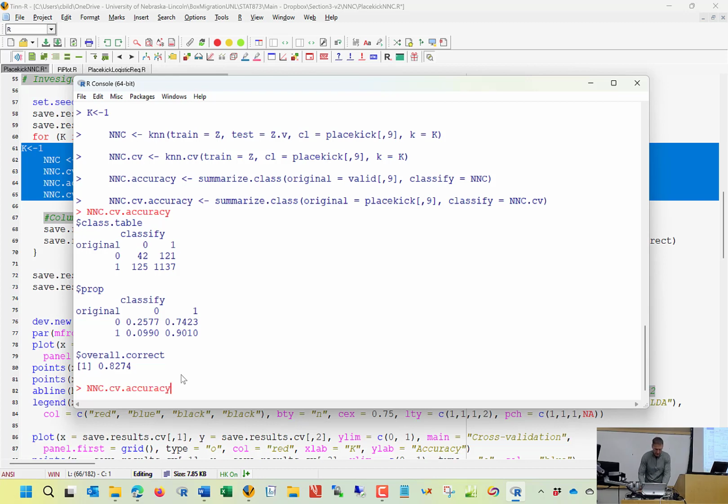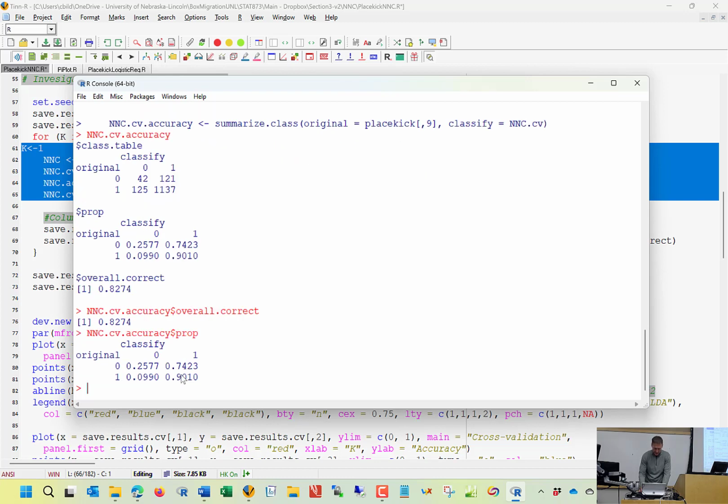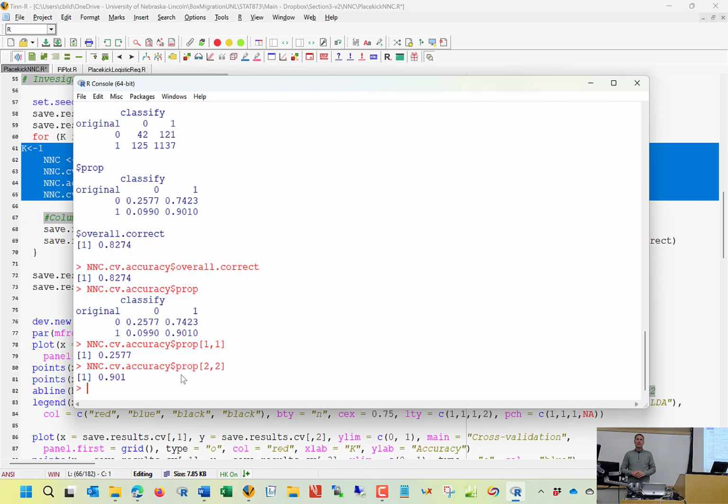Now, if I want to, I can pull out overall.correct by using that $ syntax. I can also pull out prop. Notice I get the proportions. But how about I just pull out the correct proportions? So there it is for the failures. There it is for the successes. These are the things that I want to save each time that I run through this for loop.